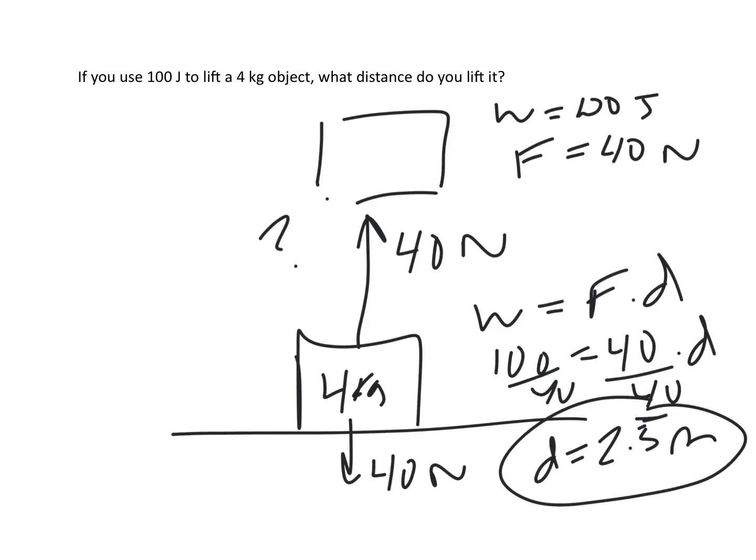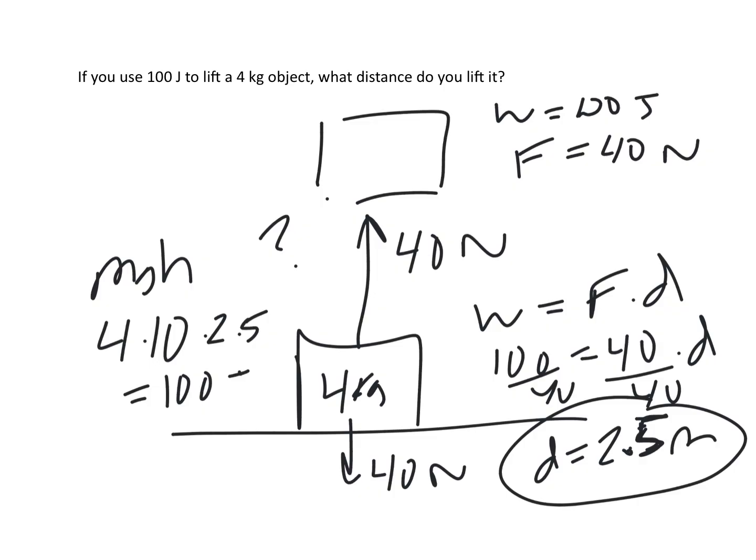So effectively, I have given this box 100 joules of energy in lifting it 2.5 meters, which checks out if we know about energy. Energy is mgh, potential energy. 4 times 10 times 2.5, this equals 100 joules. So the energy, the work I put into lifting it, all went into the energy of the box, and now the box has gained that much energy.